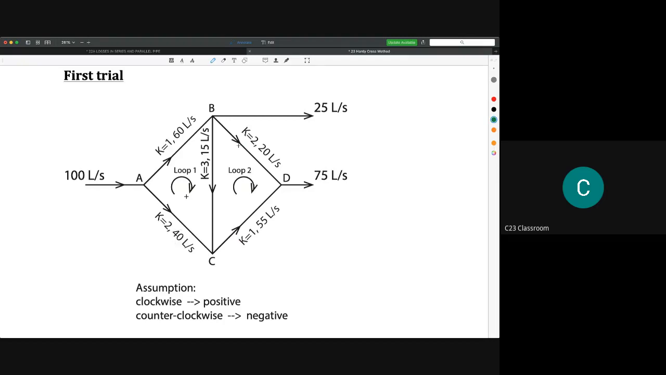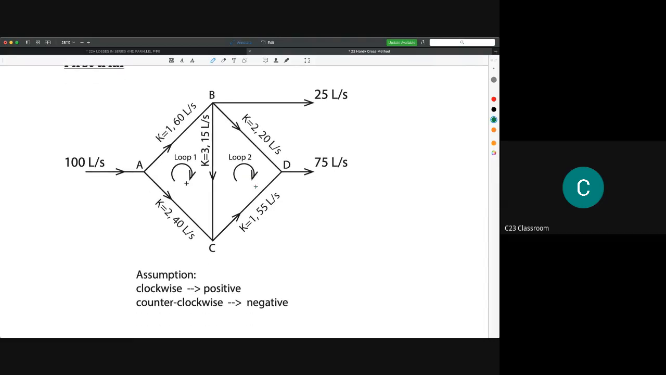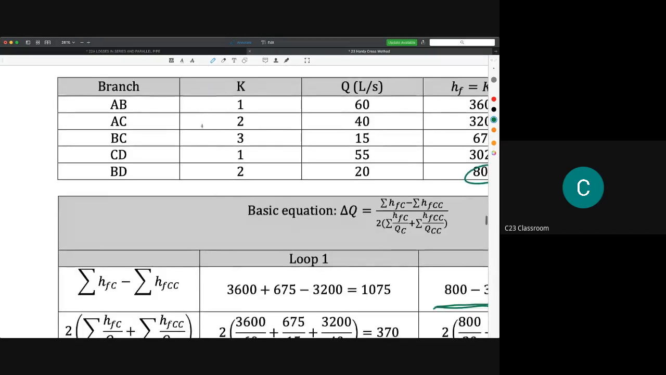And also for this one, for example here, the flow is clockwise, so we need to minus the delta Q. For loop 1, you need to minus or add the delta Q of loop 1. And for loop 2, you need to minus or add the delta Q from loop 2. I hope you can understand this. It is very special for this pipe, because this pipeline is shared by loop 1 and loop 2. So we follow these rules.